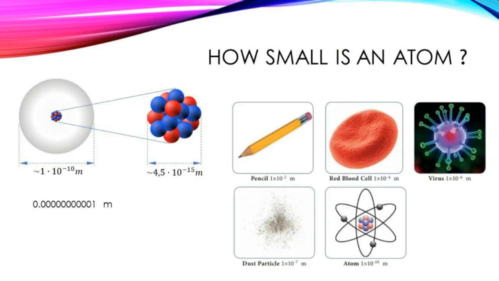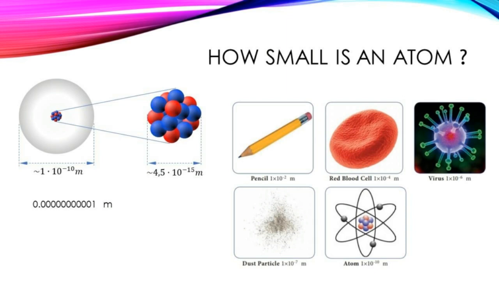How small is an atom? An atom is 1,000 times smaller than the thickest human hair. It has an average diameter of 1 into 10 to the power of minus 9 meter. That is, after the decimal, 9 zeros and then 1.